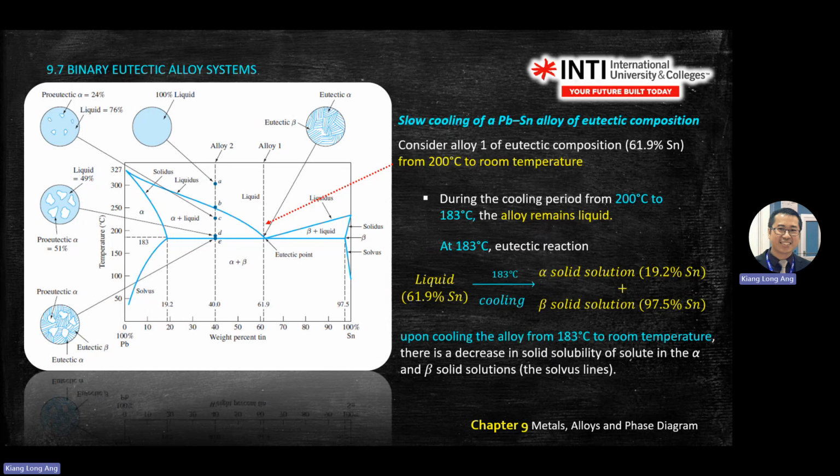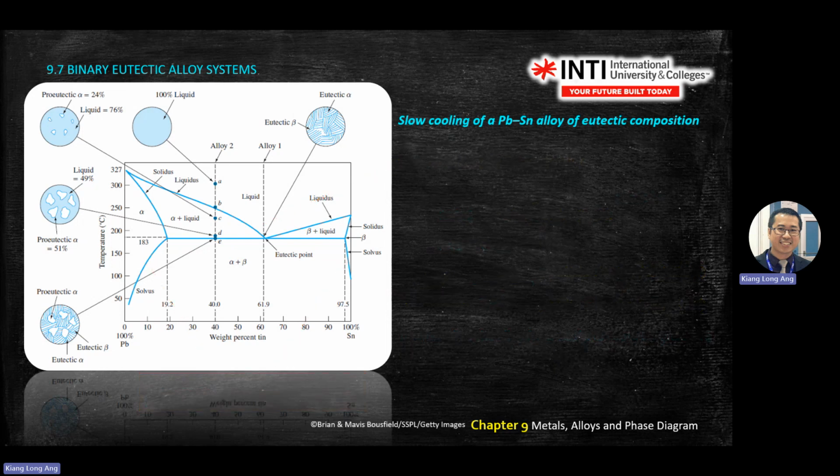Okay. So upon cooling the alloy from 183 to room temperature, there is a decrease in solid solubility of solute in alpha and beta, the solvus line, this one. So if you drop down from this one, you will see the left hand side and right hand side solvus. Okay, you drop down, you'll see left hand side, right hand side. This is solubility.